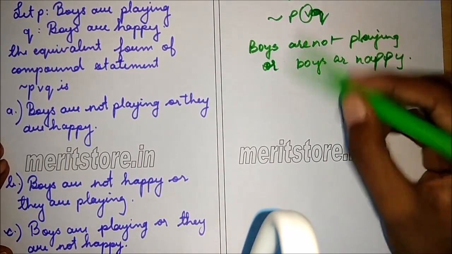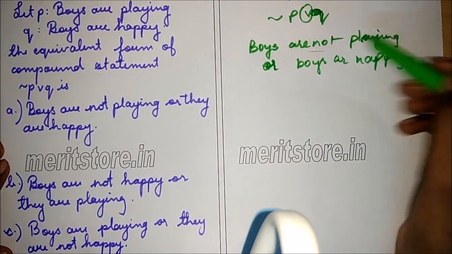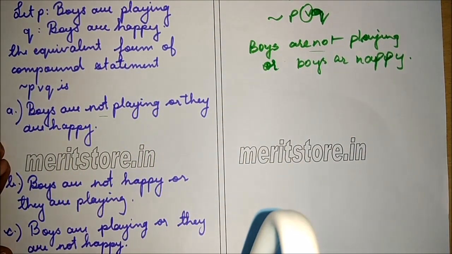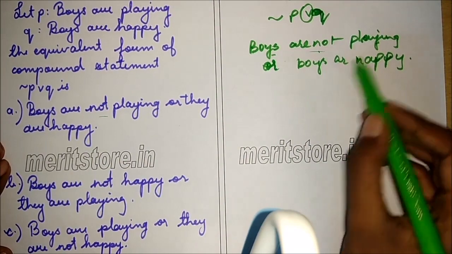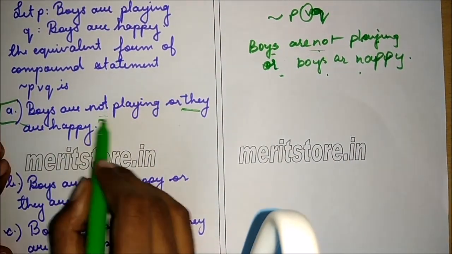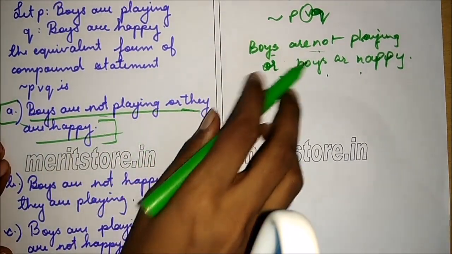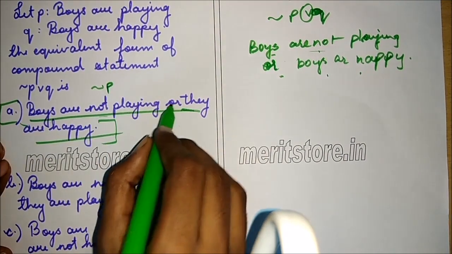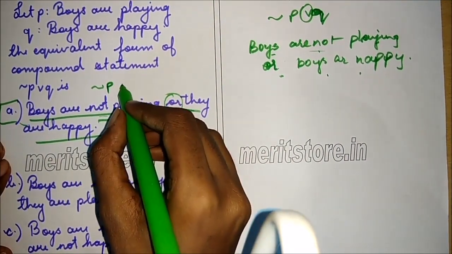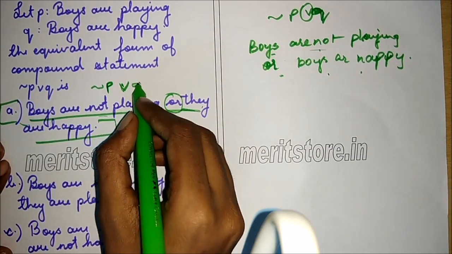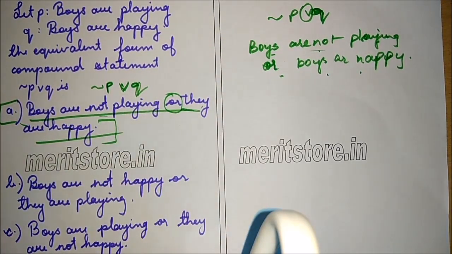Now we'll find the statement which matches this description. Option A, boys are not playing or they are happy. So the answer is A. This matches the description, that is boys are not playing, which is negation of P, or they are happy, that is Q. So A is the answer, boys are not playing or they are happy.